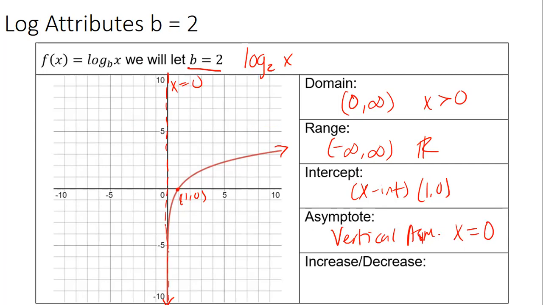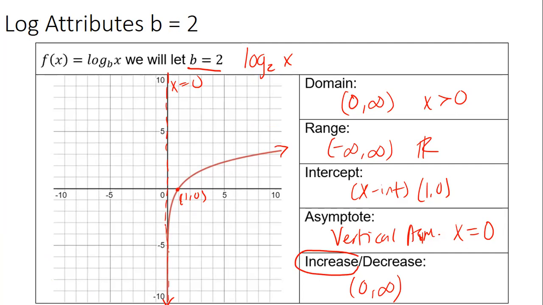The last attribute we're going to analyze is whether it's increasing or decreasing. We read graphs from left to right. So what is our graph doing? It is increasing over our domain. And our domain again is 0 to positive infinity. So it's increasing over our domain from 0 to infinity. Okay? Identifying attributes by now should be something you are comfortable with. Tell me the domain, the range, intercept, asymptotes, and whether my graph is increasing or decreasing.